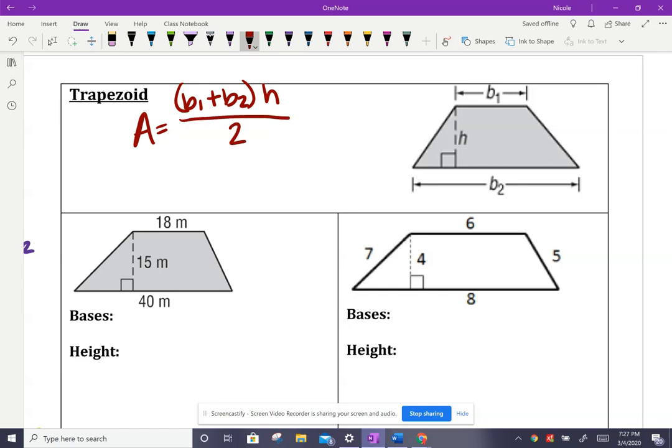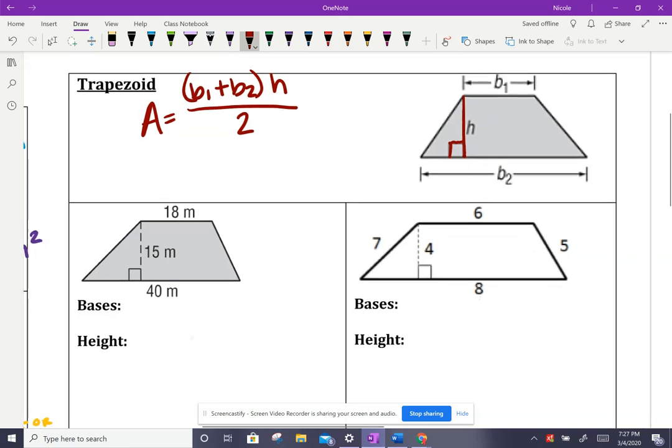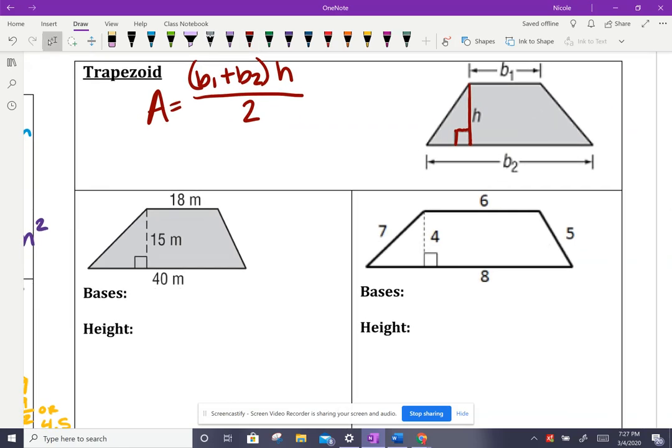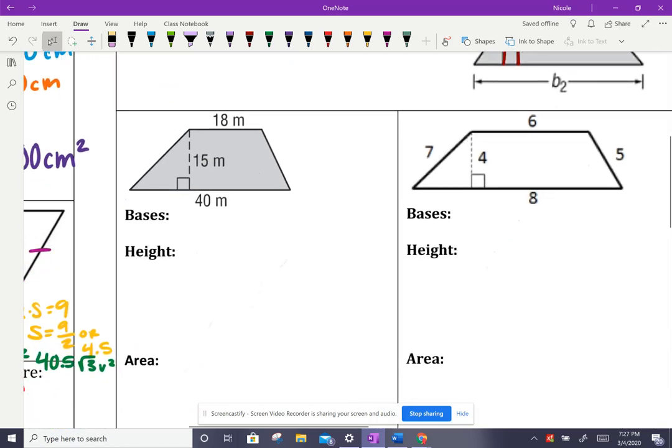So you need to make sure you use parentheses around your base plus base because you'll accidentally multiply the height to just one base if you don't. So you want to add both bases together and make a quick note that your height, just like with our parallelogram, is perpendicular to the bases as well. So it's not going to be like a side length, it's always going to be a perpendicular height.